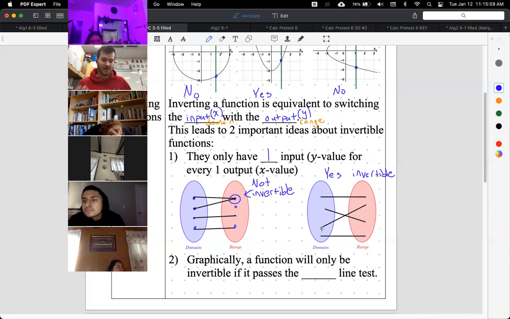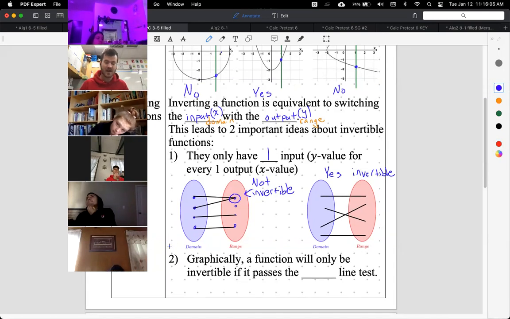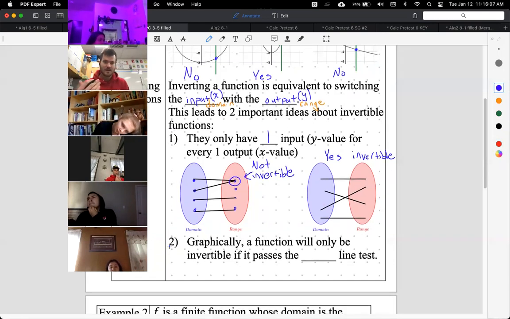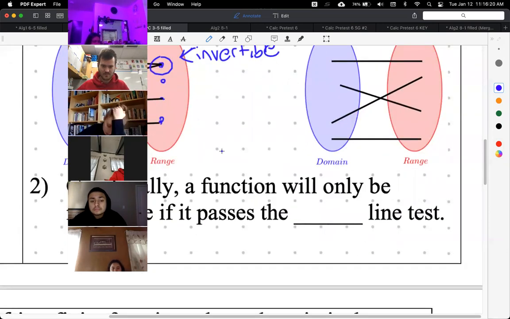But there's a graphical way to represent that as well. So this is the first definition in the first homework assignment. There's a second definition in the second homework assignment that also comes out of that. Graphically, in order to be a function, you have to pass the vertical line test. Graphically, to be invertible, today's lesson, you have to pass the horizontal line test. So let me write the word horizontal in here.